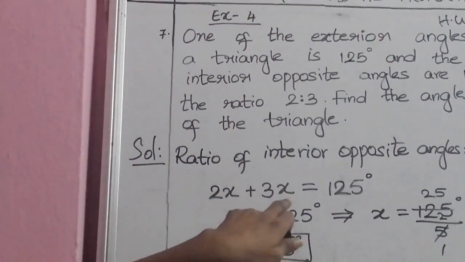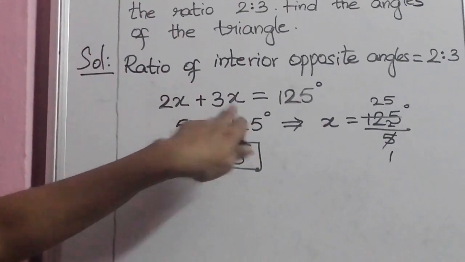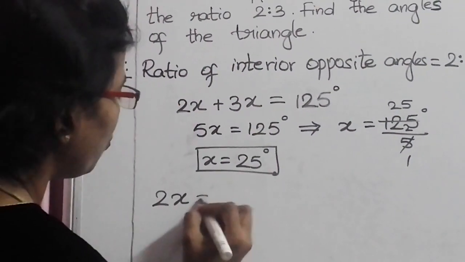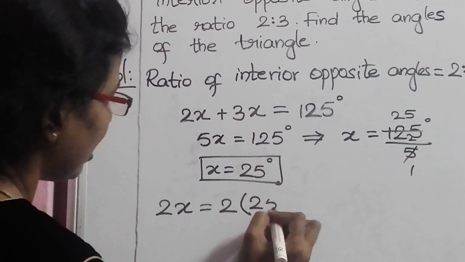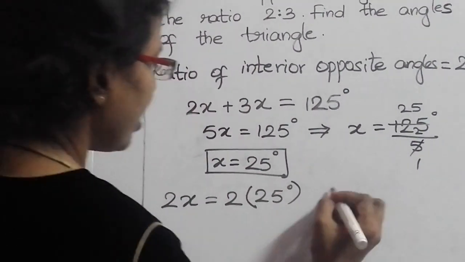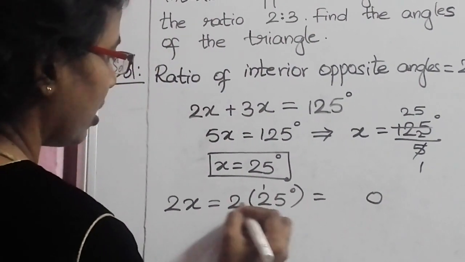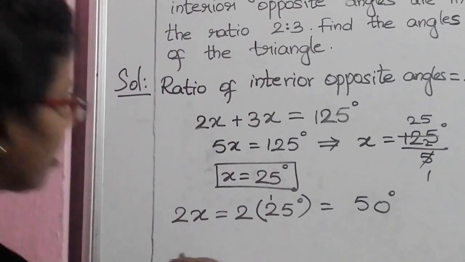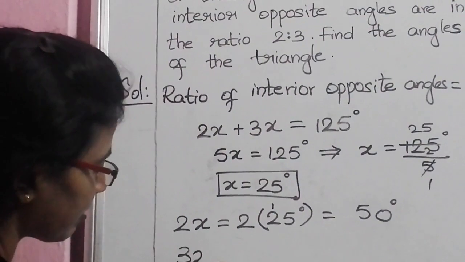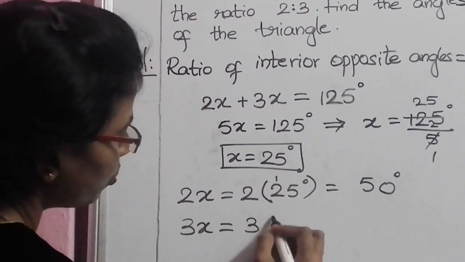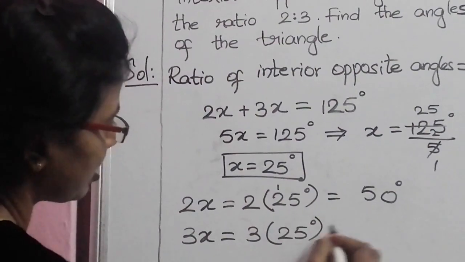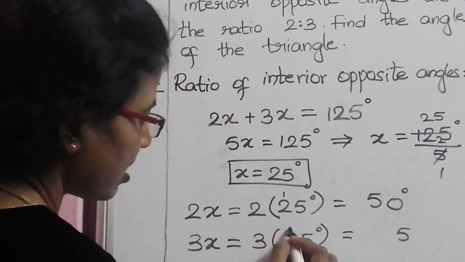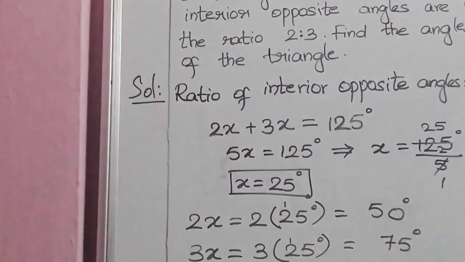So you know two interior opposite angles, one is 2x and the other one is 3x. Let us substitute the x value in each of them. 2x, 2 into 25 degrees. So 2 5s are 10, 0 and 1 carry. 2 2s are 4, 4 plus 1 is 5. So you got one angle as 50 degrees. Now let us take 3x. 3x is equal to 3 into 25 degrees. So 3 5s are 15. 3 2s are 6, 6 plus 1 is 7. So it is 75 degrees.